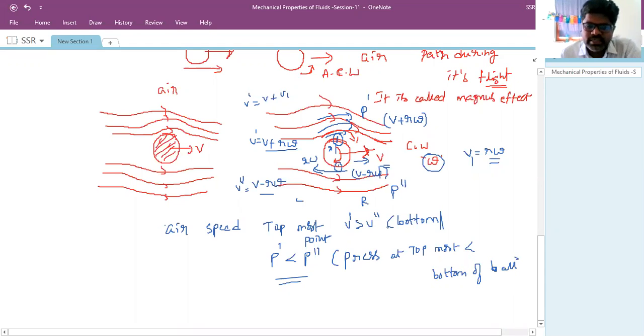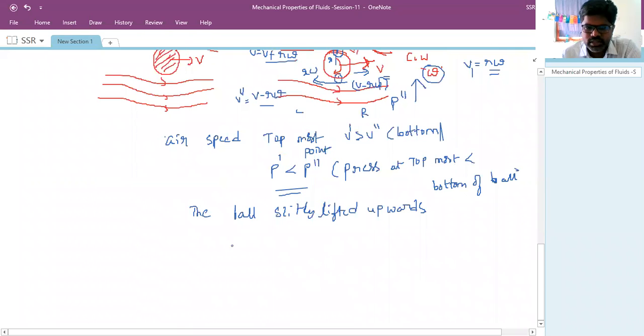So whenever pressure is less, then what happens? There is a lift. Okay, dynamic lift upwards. That means the high pressure at the bottommost point will make the ball lift upwards. Then the ball is slightly lifted upwards because of the pressure difference. Okay, this lifting is called aerodynamic lift.